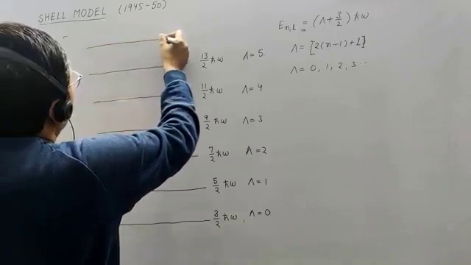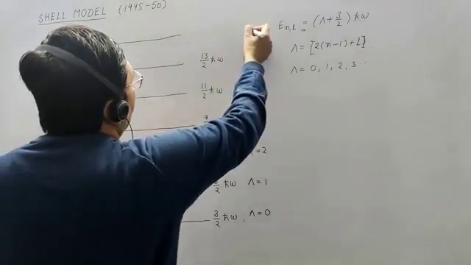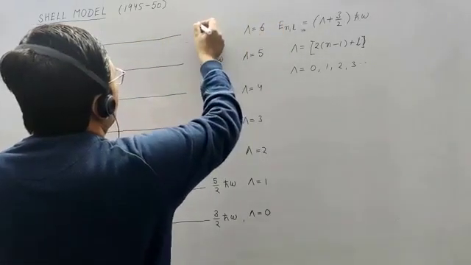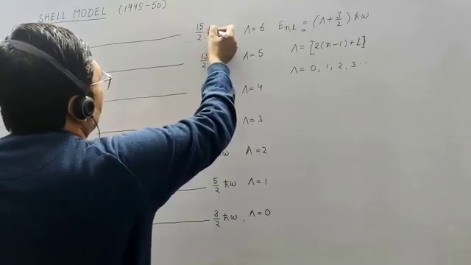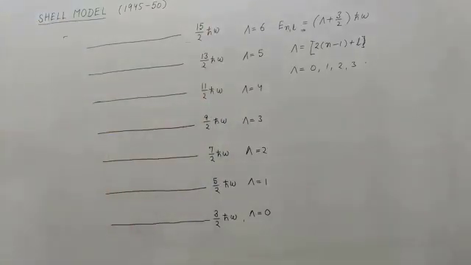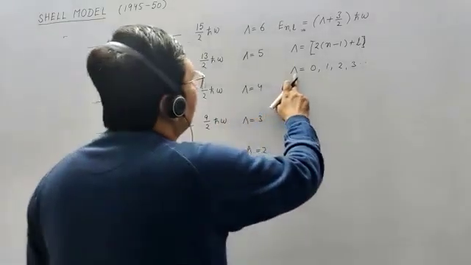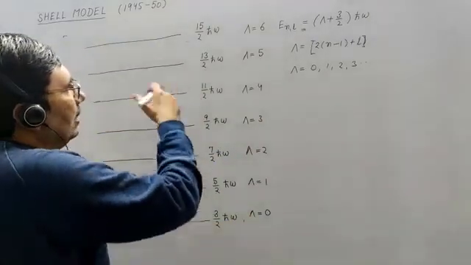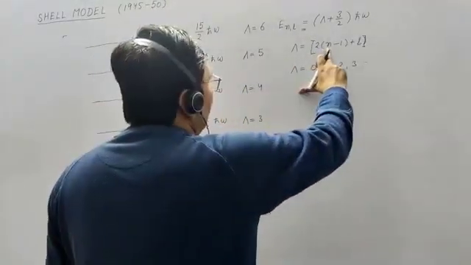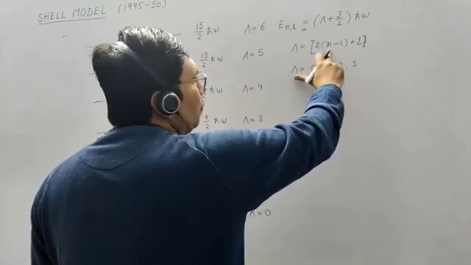The next energy level will be this one. This will be lambda equal to 6, which is 15 by 2 h cross omega. So this type of different energy levels will be present according to the harmonic potential solution. Now lambda is equal to 0, 1, 2, 3. Corresponding to this, we find out these energy eigenvalues. Now n will start with 1.